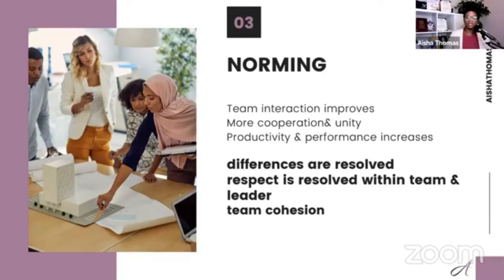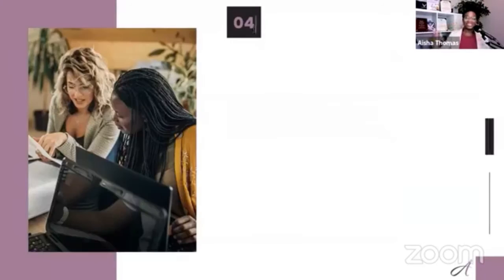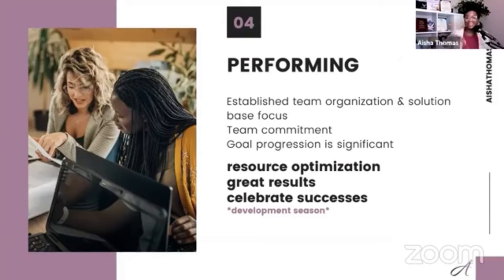So it's something that we really have to navigate effectively, because we can lose it, but we can also rebuild it. We can get that trust back, right? We really can. So respect is resolved within the team and the leader. Team cohesion happens during the norming stage. So now we are going to transition into performing.